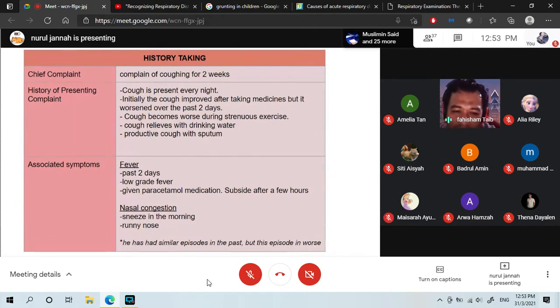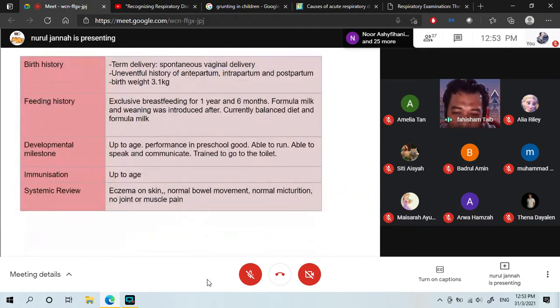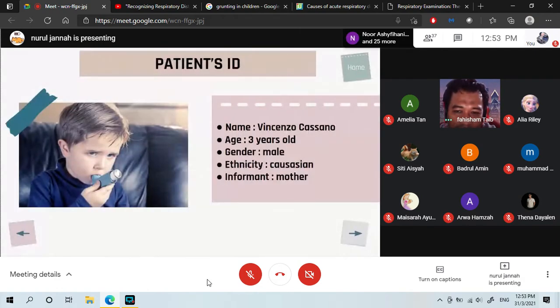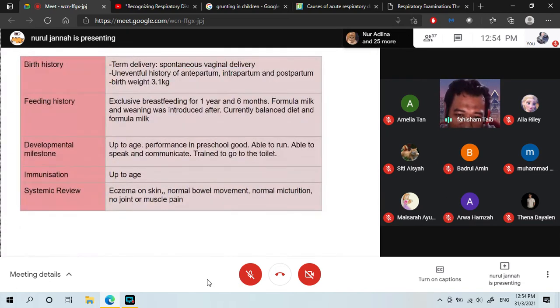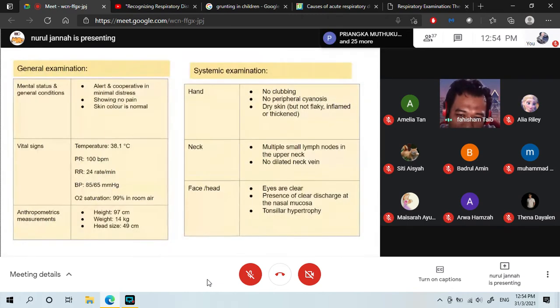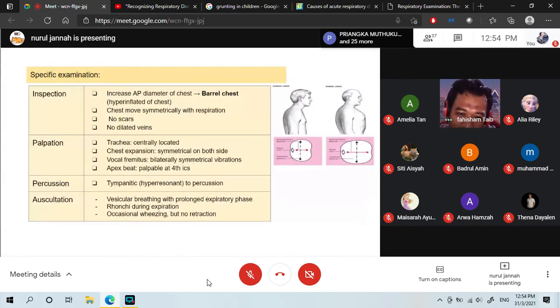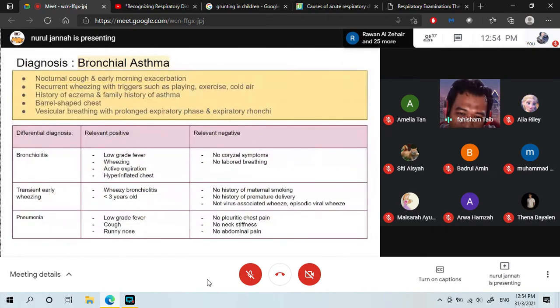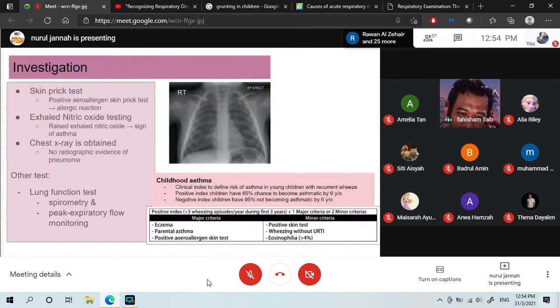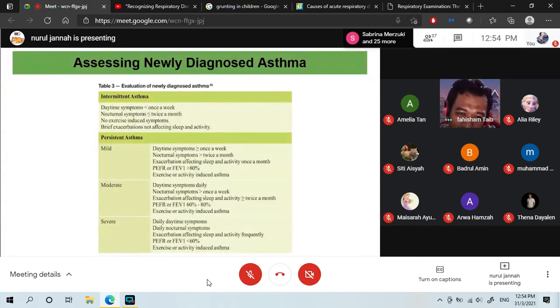Now, can you go down to page whatever you have, asthma severity. Down. Back, not back, down. Again, down. Okay, that one, okay.